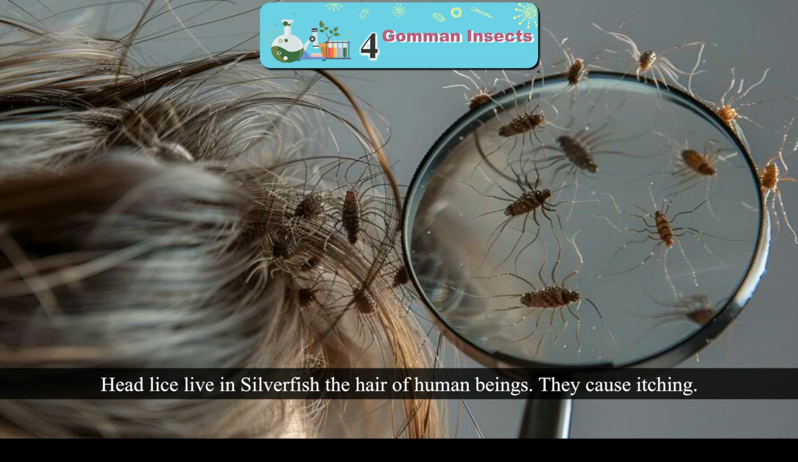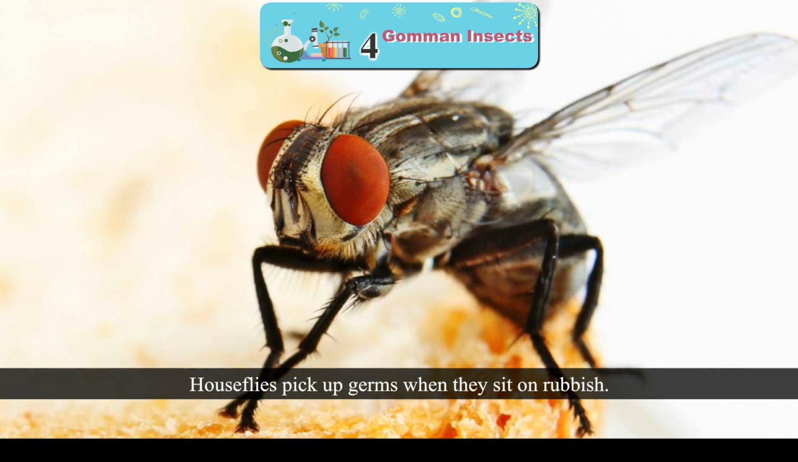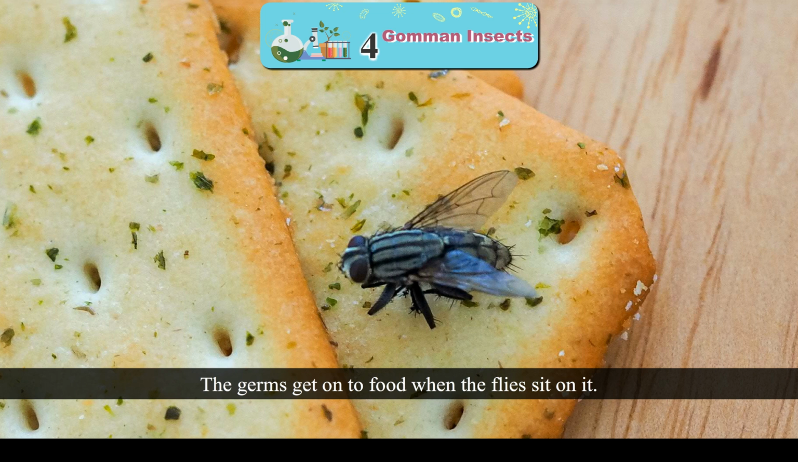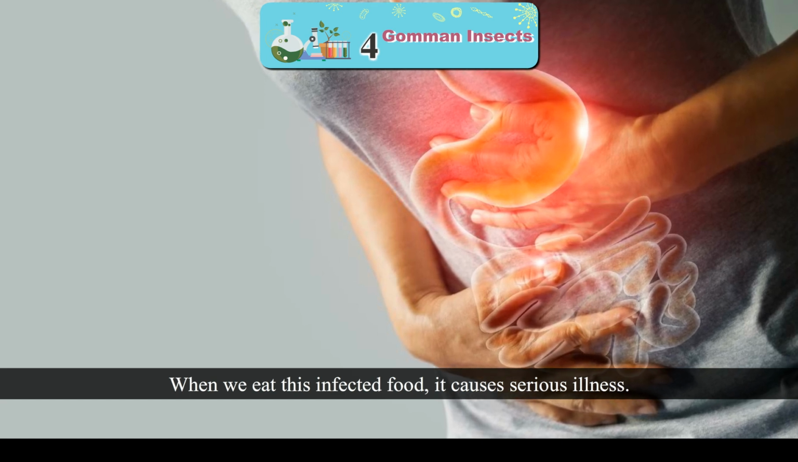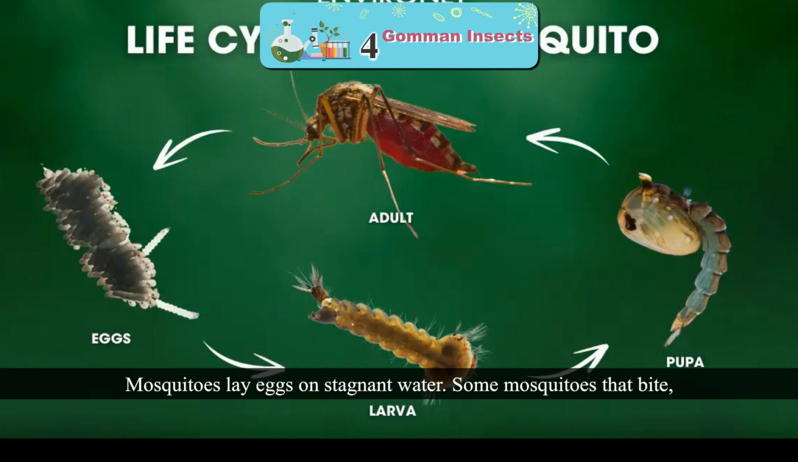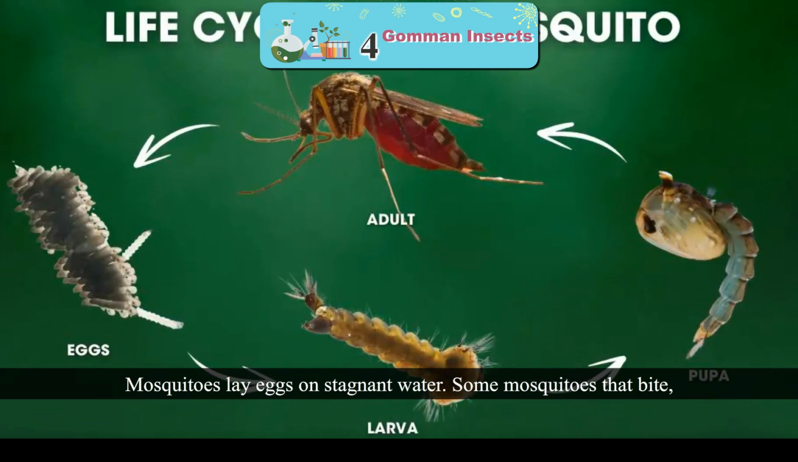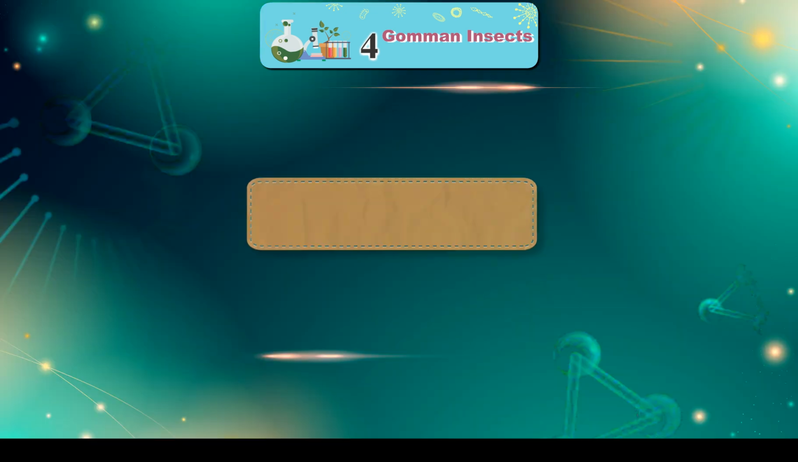Head lice live in the hair of the human body. They cause itching. Houseflies pick up germs when they sit on rubbish. The germs get onto food when the flies sit on it. When we eat infected food, it causes serious illness. Mosquitoes lay eggs on stagnant water. Some mosquitoes that bite can cause diseases like dengue, malaria, and chikungunya.